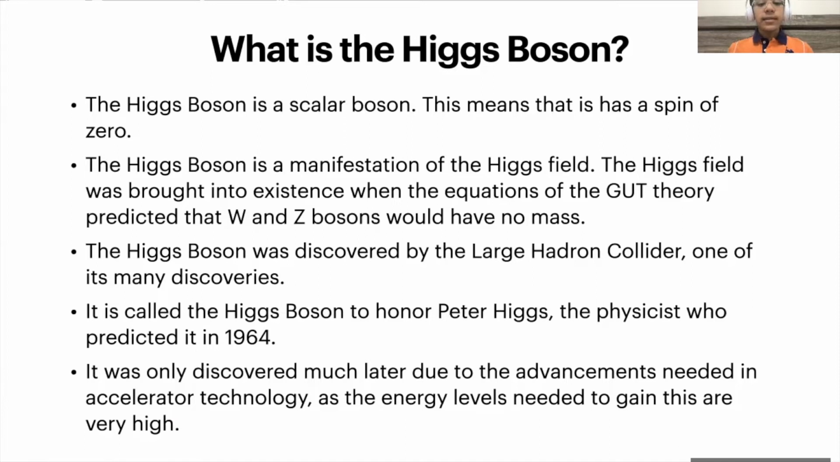It was brought into existence when the equations of the grand unified theory predicted that the W and Z bosons would have no mass when they actually did. It was discovered by the Large Hadron Collider, the particle accelerator that you saw before. It's called the Higgs boson to honor Peter Higgs, the physicist who explicitly predicted it in a series of his papers in 1964. It was only discovered much later after the prediction due to the advancements needed in accelerator technology, because the energy levels required to get the Higgs boson are extremely high.